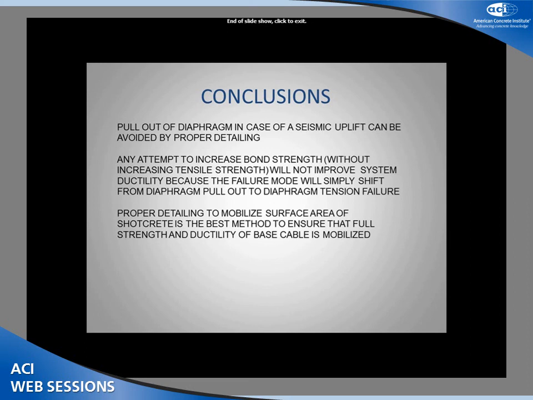Okay, the idea is we are using an R factor of 3.25 in our system design, and that is associated with ductile yielding of the base cable. So we want to ensure that no other failure modes occur before yielding of the base cable. So the idea of this system is to compute the design in such a way that your bond does not control. So the failure mode of bond is to be precluded from the design, and R of 3.25 is to be used, which is consistent with the yielding of the base cable.